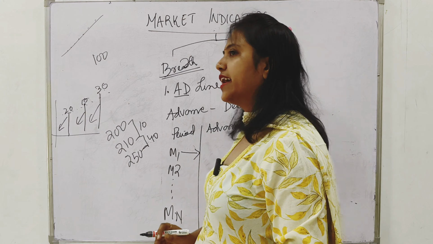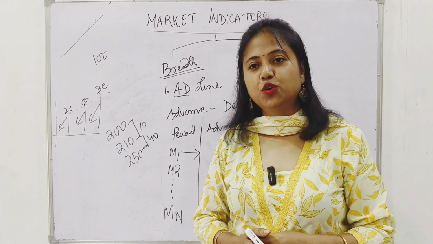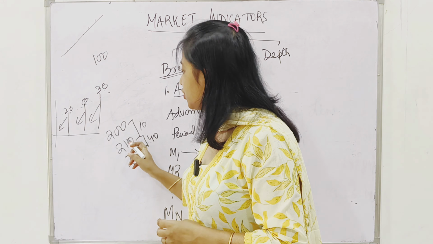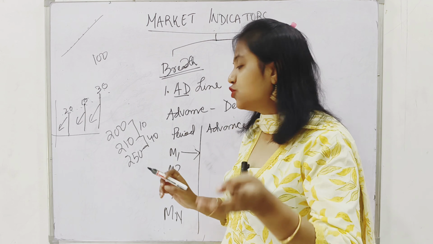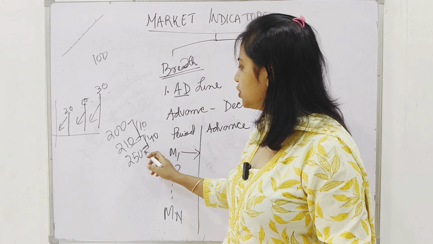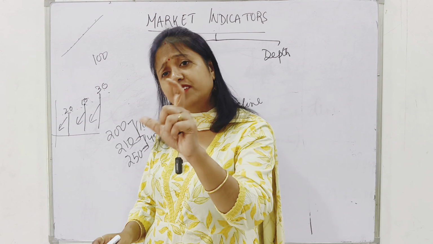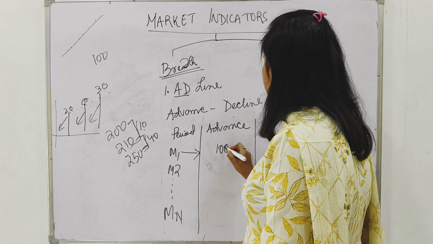Advance means which has an increase. I don't know how to define it. That means those stocks which have shown an advance with regards to their closing price. So it has shown an advance of 10, it has shown an advance of 40. So I'll try to find out how many such stocks there are on this day. Okay, suppose it is this much.